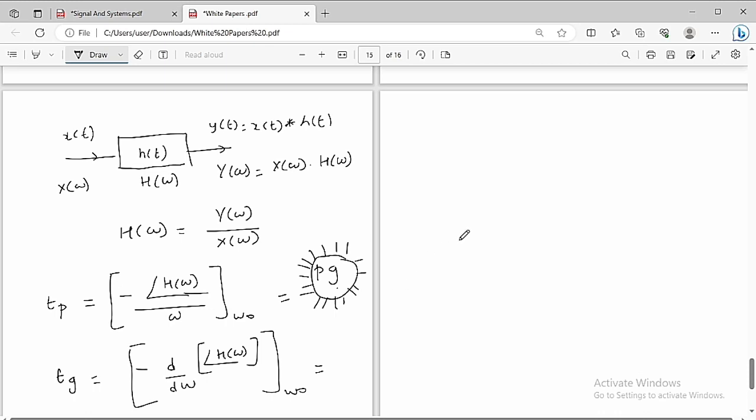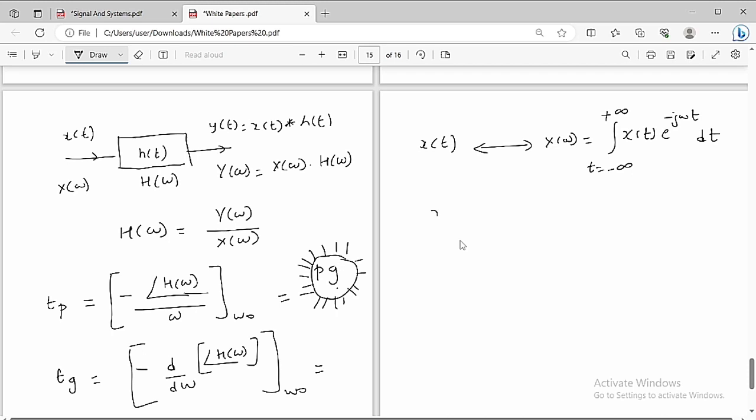So listen carefully. For x of t, what is the Fourier transform? X of omega is equal to integration from t equal to minus infinity to plus infinity of x of t into e to the power of minus j omega t into dt. What is the inverse?